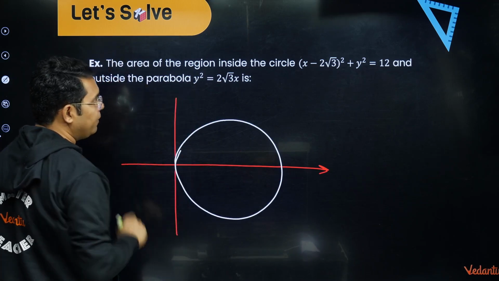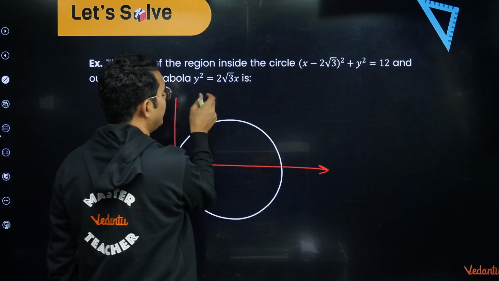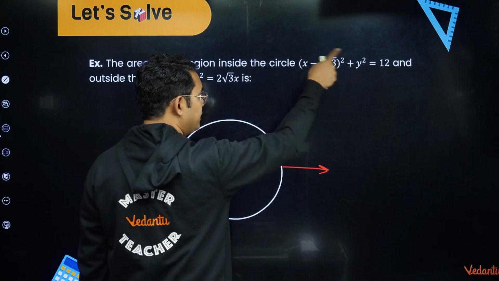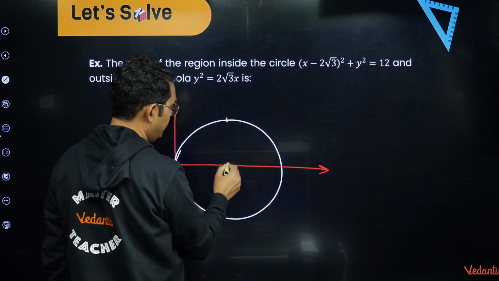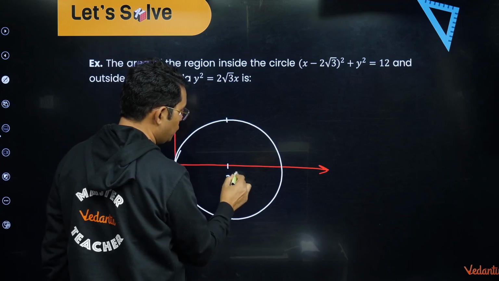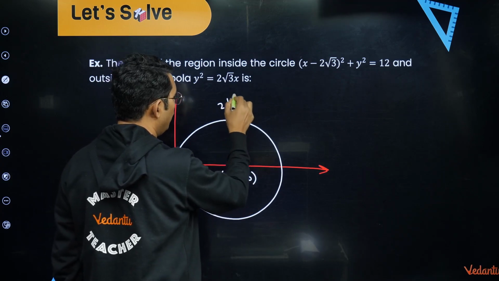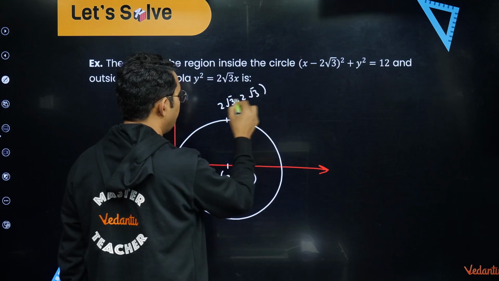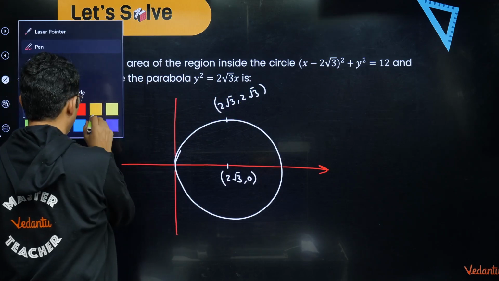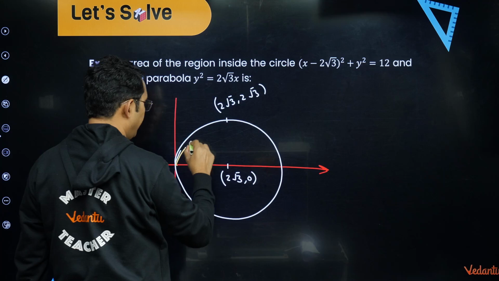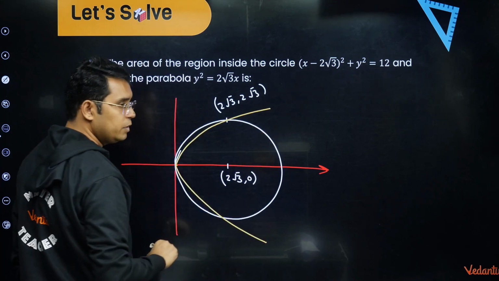A parabola is y square is equal to 2√3x. If you solve y square equal to 2√3x with this circle, it is a very direct observation that the center is (2√3, 0) and the point directly above it is (2√3, 2√3), and you can check this point satisfies the parabola. So this parabola will be intersecting this circle at this point and below also.